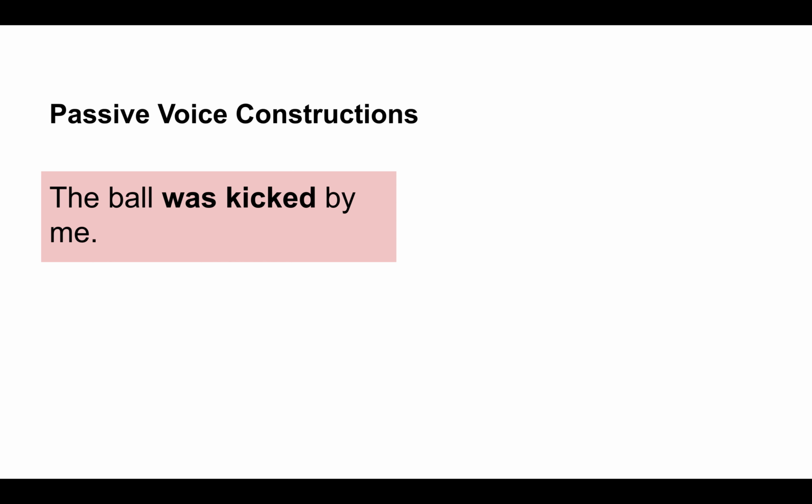Here are some examples of be verb constructions that are actually passive voice. So sometimes looking for be verbs can tell us that we're in passive voice unnecessarily. The ball was kicked by me.